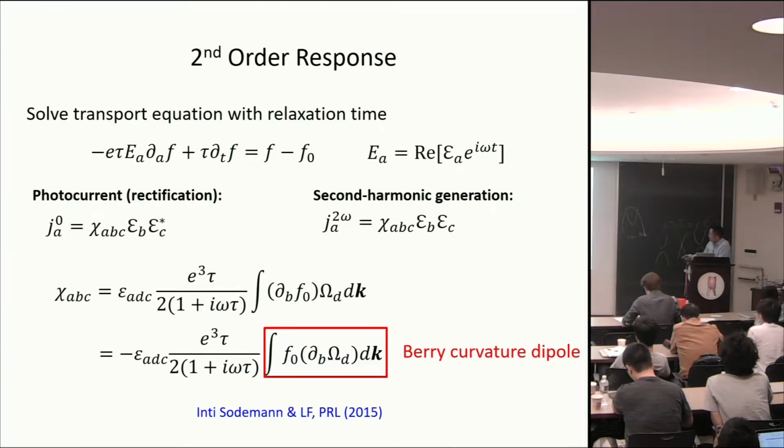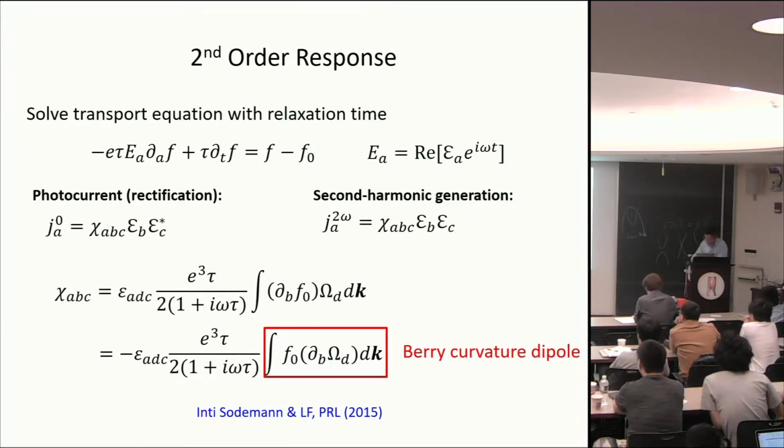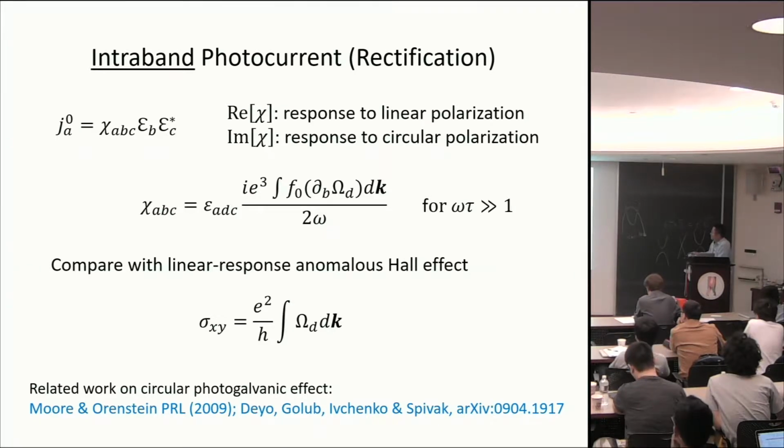So this expression tells us that the response involves the Berry curvature dipole, and the prefactor is essentially the same as the Joule form. This form has 1 plus i omega tau in the denominator. So if we go to the limit omega tau much bigger than 1, then the photocurrent becomes a universal formula. It's independent of tau. It only depends on the Berry curvature dipole.